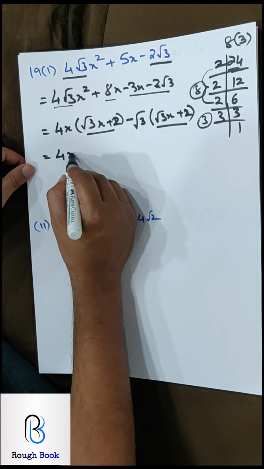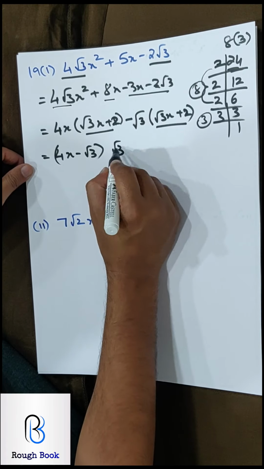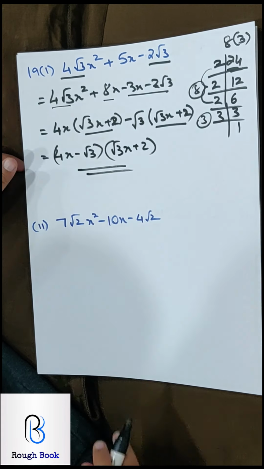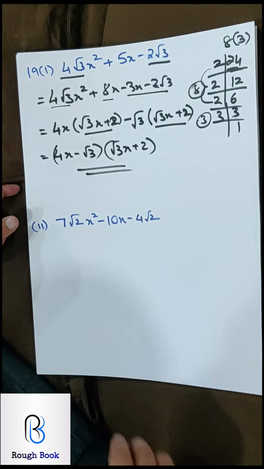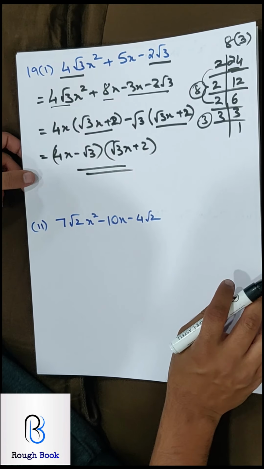So what do I finally get? 4x minus root 3 and root 3x plus 2. Yeah. One more sum to understand how to cheat. How to cheat also you need to develop that.